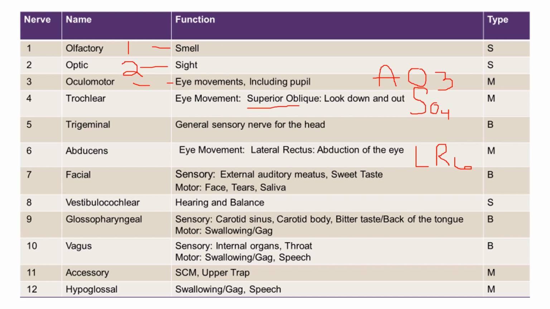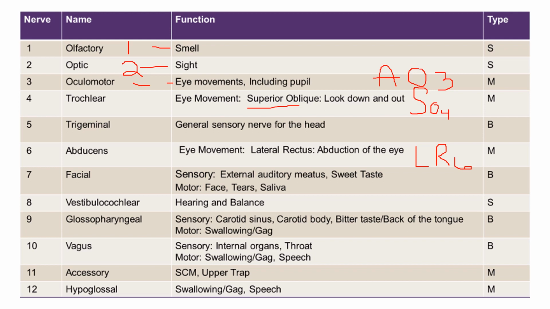2, sight. Okay, so cranial nerve 2 is sight. 3, 4, and 6 are for eye movements. Cranial nerve 5, general sensory nerve for the head and also for muscles of mastication or chewing. And then, so 3, 4, and 6, eye movements.